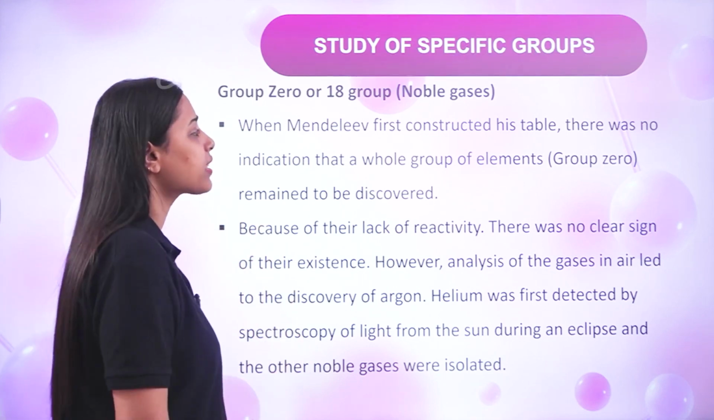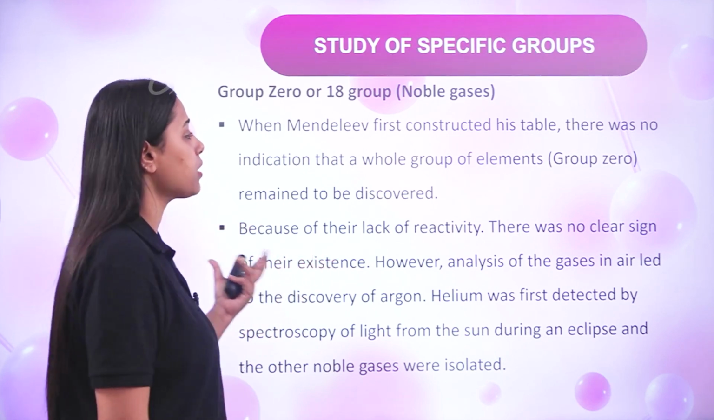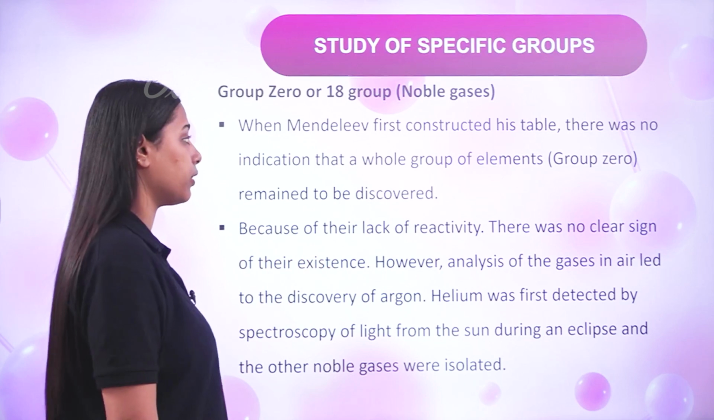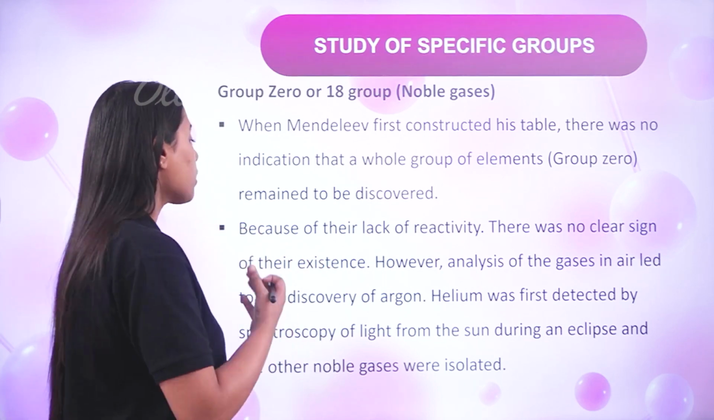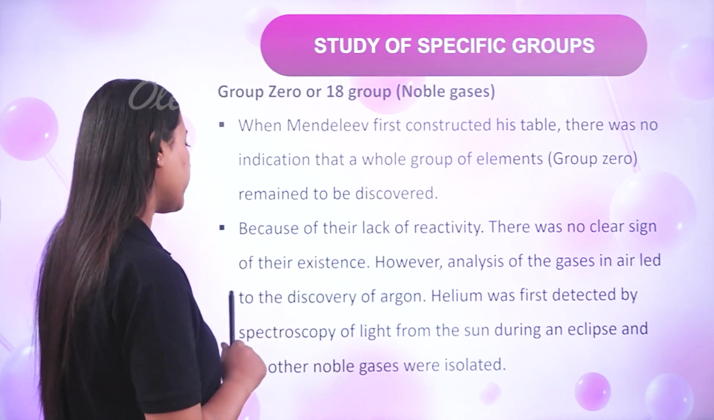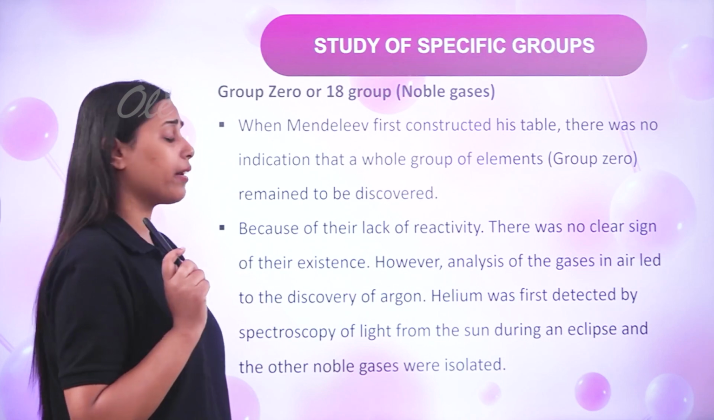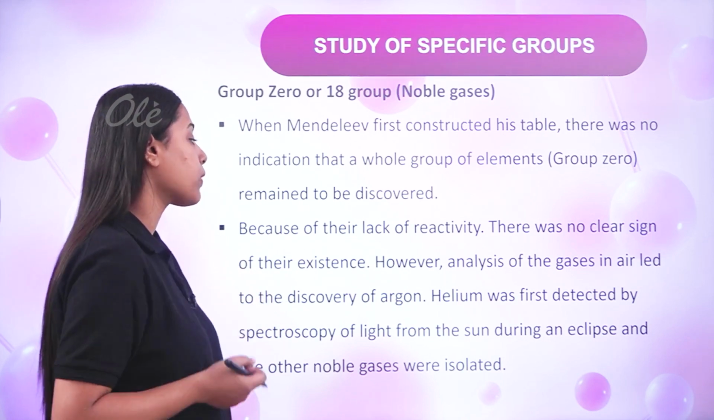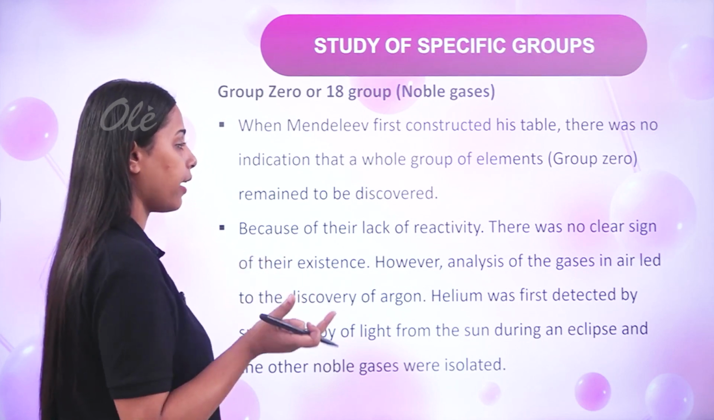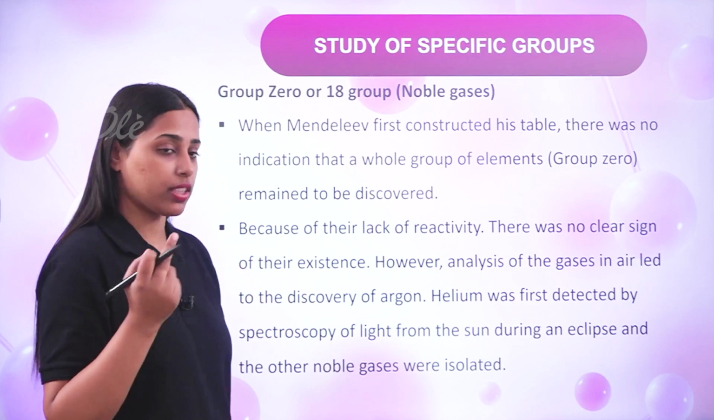When Mendeleev first constructed his table, there was no indication that a whole group of elements, group 0, remained to be discovered. Mendeleev was not aware that noble gases were going to be discovered. Because of their lack of reactivity, there was no clear sign of their existence. Their percentage is also very small in the atmosphere and they are very less reactive, so it was not easy to identify or discover them. However, analysis of the gases in air led to the discovery of argon. Argon was the one which was first discovered.